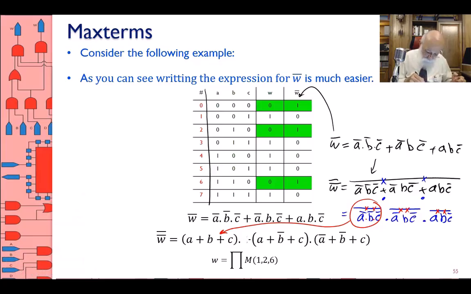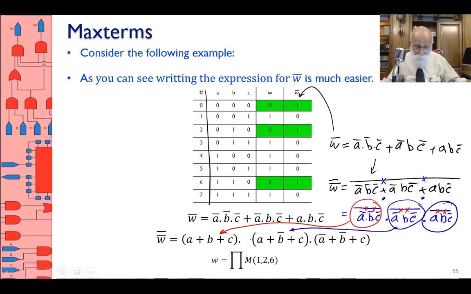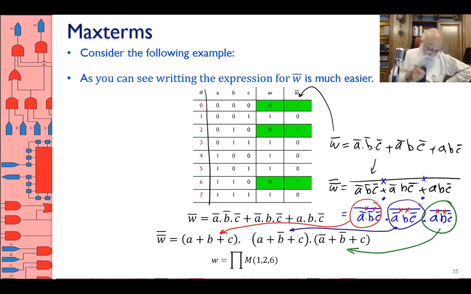There's a mistake here. The second term becomes A or B bar or C. The second term becomes this after De Morgan's. The third term, again after De Morgan's, becomes this. Which is W.